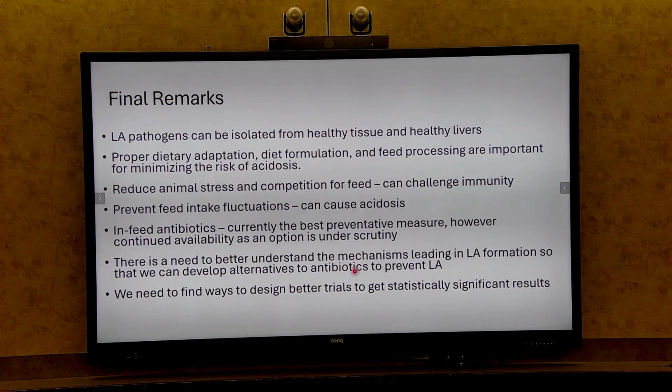Currently, the only thing that I have seen data which is pretty convincing as a way to reduce liver abscess is antibiotic, Tylan. But yeah, we need to continue trying to understand the mechanisms involved, both the microbial as well as on the host side. And we need to find ways to better design our trials so we can get enough animals to get some statistically significant results.